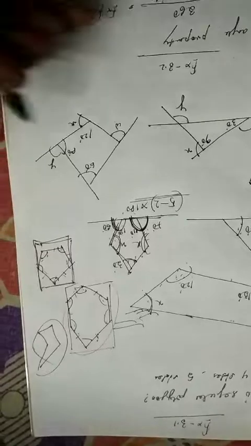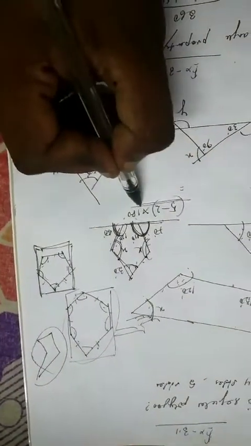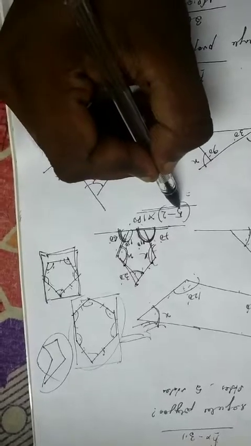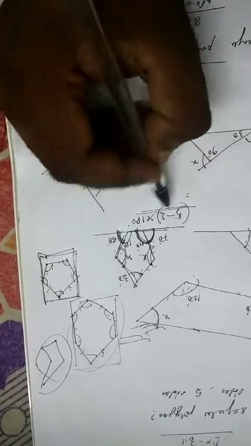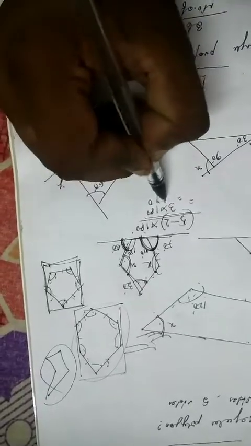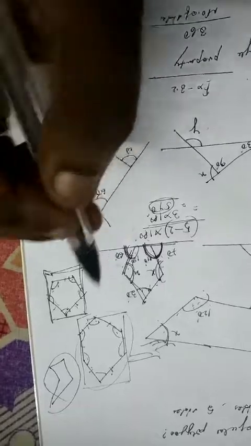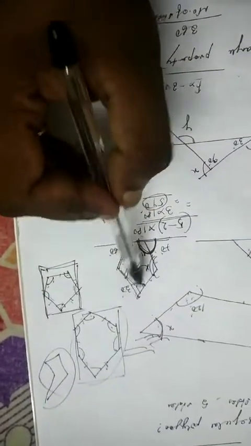So here the formula is (number of sides minus 2) into 180. Number of sides is 5, so (5 minus 2) into 180. 5 minus 2 is 3, into 180, that is 540 degrees. 540 degrees is the sum of all 5 angles.